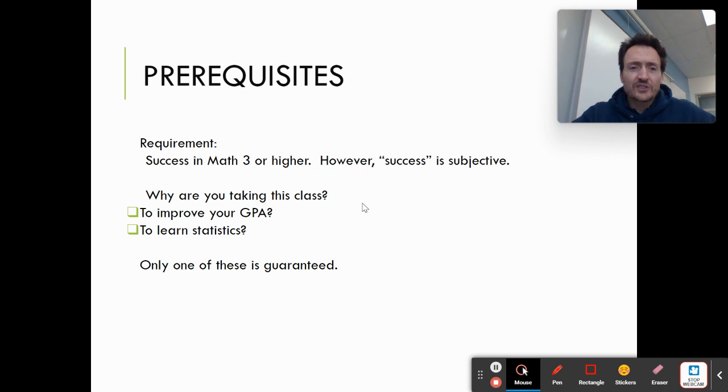Prerequisites for the course include Math 3, and that's it. However, like I said, if you don't want to break the track to AP Calculus, then take the next level until you are going to be a senior, or do both math classes at the same time. The question I really have for you, though, is why would you take AP Stats? Is it to improve your GPA, or is it to learn statistics? Learning statistics will happen, so keep that in mind.